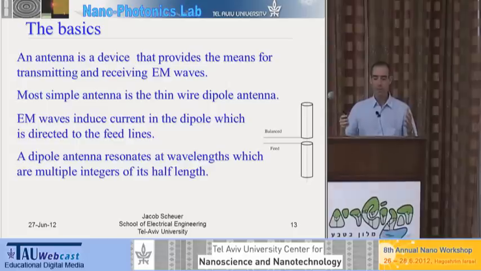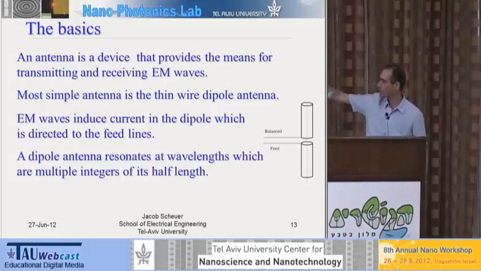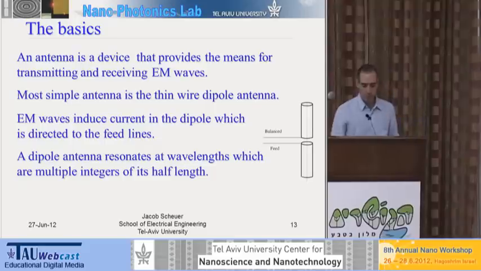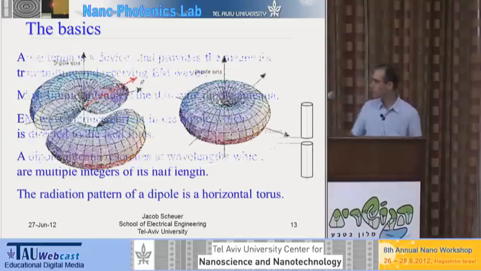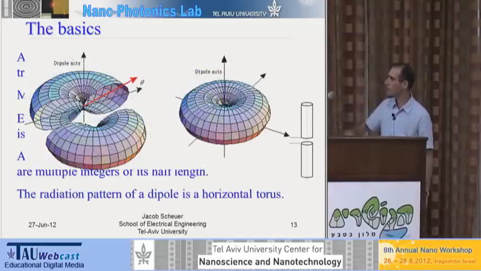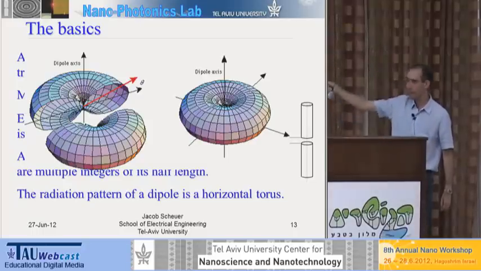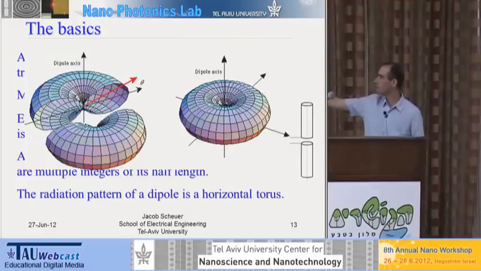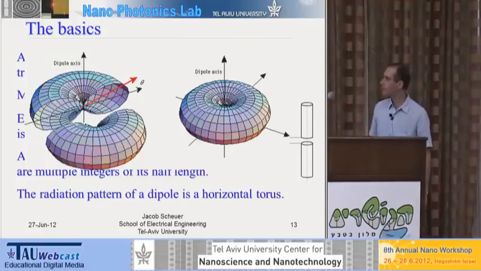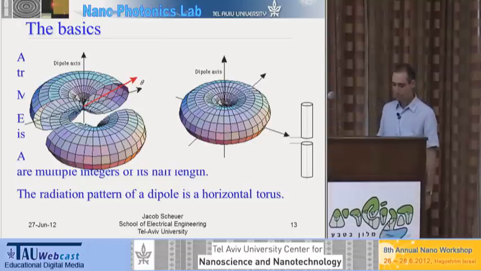It does not generate a spherical wave that goes from the center outwards. It has a shape. This is called the radiation pattern. And for this dipole antenna, it looks like a toroid. It emits most of the power in a direction perpendicular to the length of the antenna, and it emits absolutely nothing in a direction parallel to the antenna.